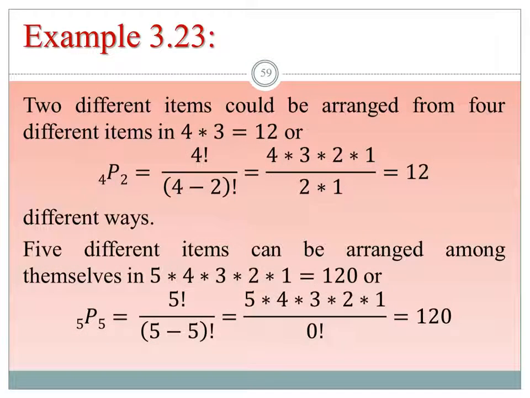So a simple example: two different items could be arranged from four different items. The answer is 4P2, or 4 into 3, which is 12, or otherwise you can use the permutation formula for 4P2. Five different items can be arranged among themselves in 5 into 4 into 3 into 2 into 1, or 5P5. So this is a simple example for permutation.